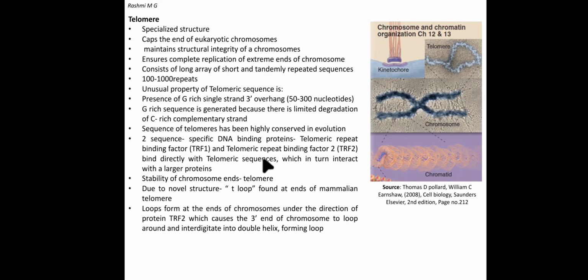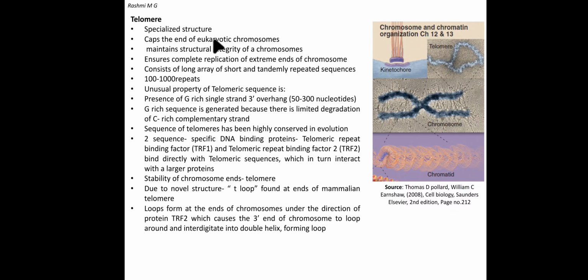And we also discussed the telomere, which is a specialized structure which caps the end of the eukaryotic chromosome. The special, unusual property of telomeric sequences is the presence of a G-rich single-stranded 3' overhang, and there are also two sequence-specific DNA binding proteins: telomeric repeat binding factor 1 (TRF1) and telomeric repeat binding factor 2 (TRF2), which bind directly with the telomeric sequence, which in turn interact with the larger proteins.